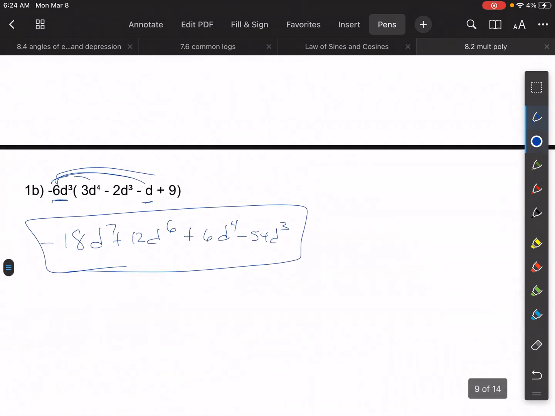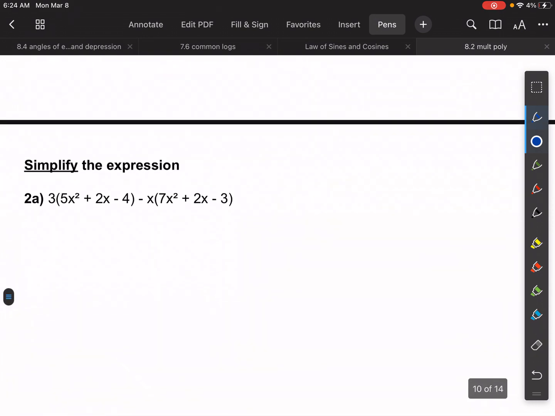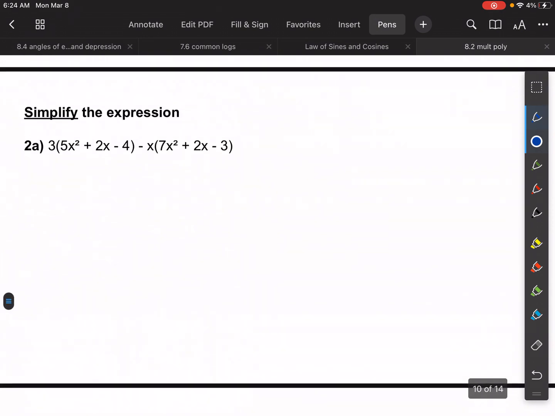Now, for this example 2, the first example we're just distributing, getting you really used to that. Example 2, they want you to combine like terms after we've done that. So that's simplifying. Okay, so let's just do what we've been doing and then simplify where we can. So 3 times everything in here. This gives me 15x squared plus 6x minus 12.